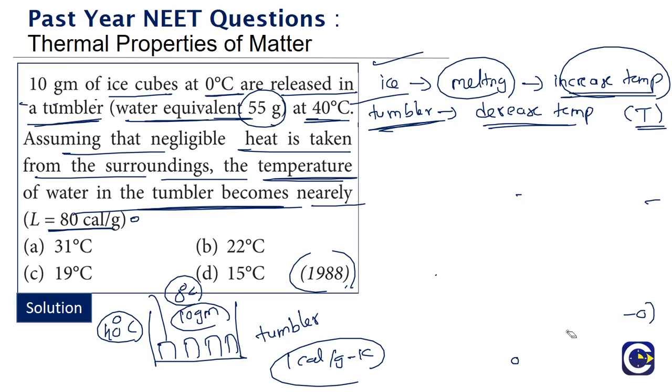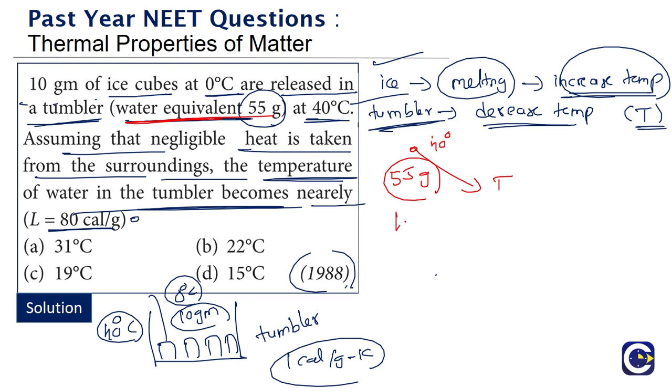The tumbler will be decreasing its temperature from 40 to T. So the value of T will be, we will get a hint. What is it? The value of T will be between 0 to 40. So the tumbler is going to decrease its temperature from 40 to T. The tumbler is equal to what? It is equal to 55 grams of water. That is why we are using the word water equivalent.